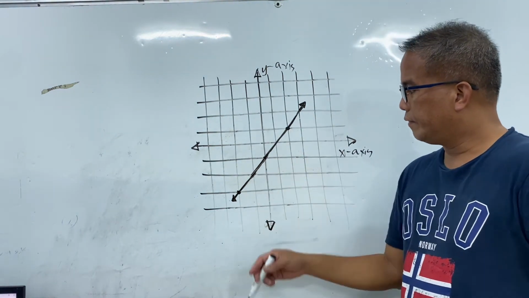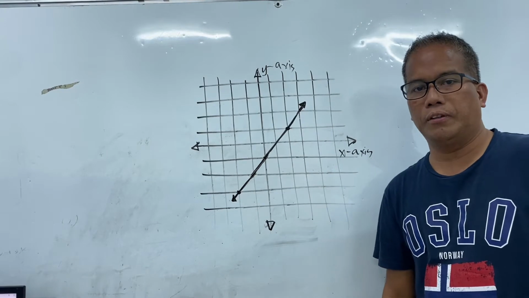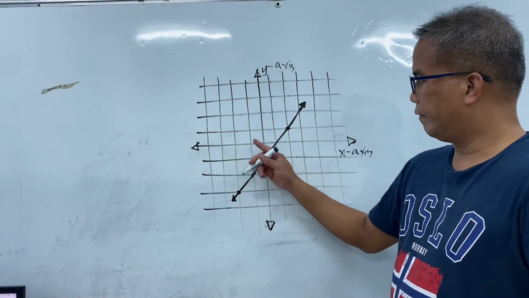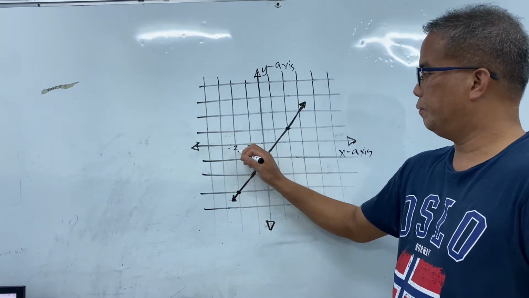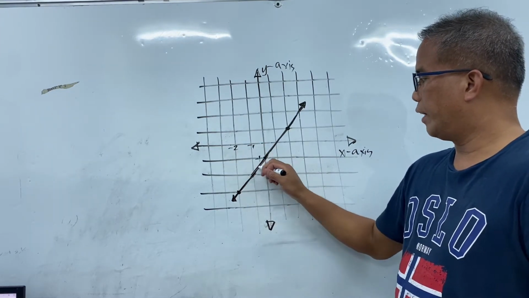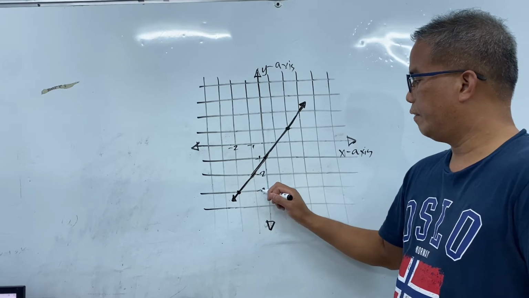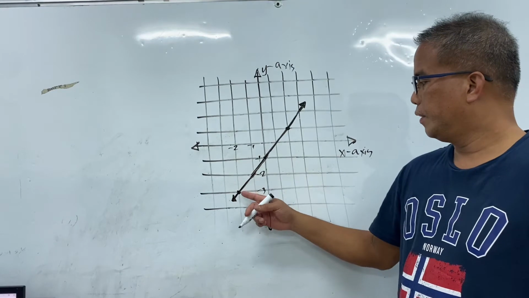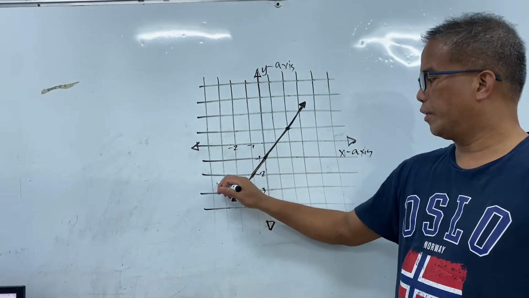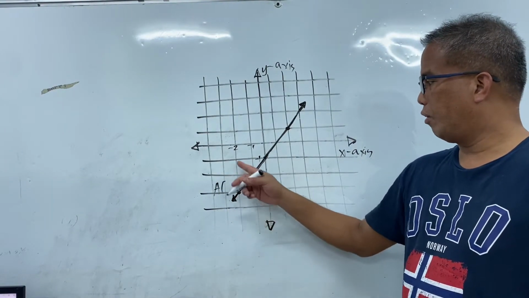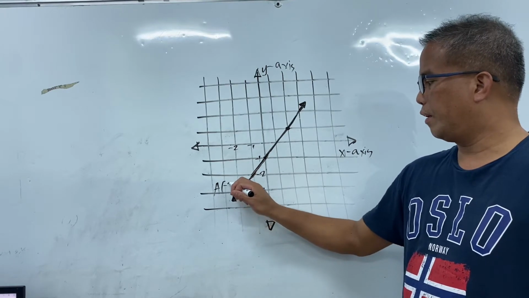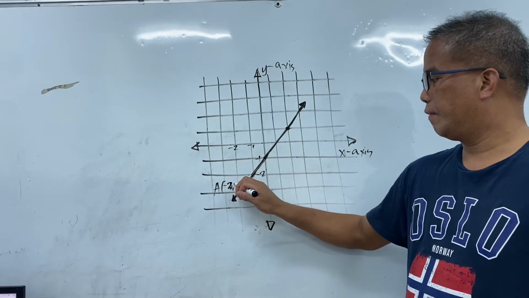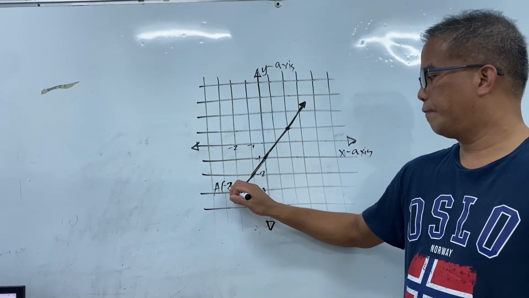For example, we are going to find the coordinates of this point. Of course, we have -1, -2, and then we have also here -1, -2, -3. So to find the coordinates of this point, let's say this is point A, the coordinate will be -2, -3. Alright.